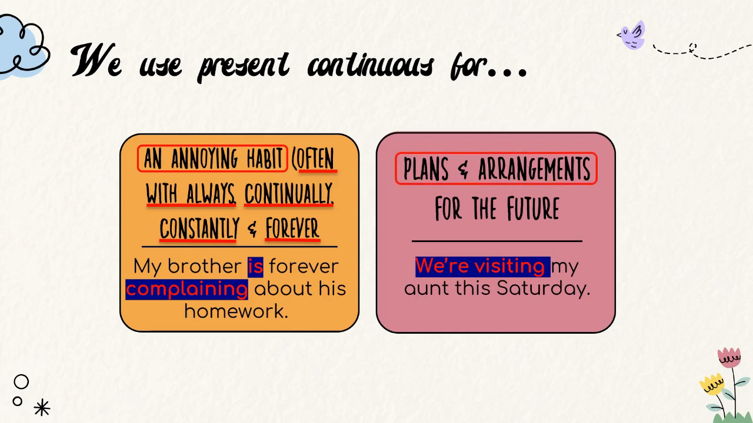And the last one, we're talking about plans and arrangements for the future. For example, we are visiting my aunt this Saturday. Has this happened? No, it has not happened yet, it's just planned. It's just arrangements for the future. We are visiting my aunt this Saturday. So these are the functions of present continuous.